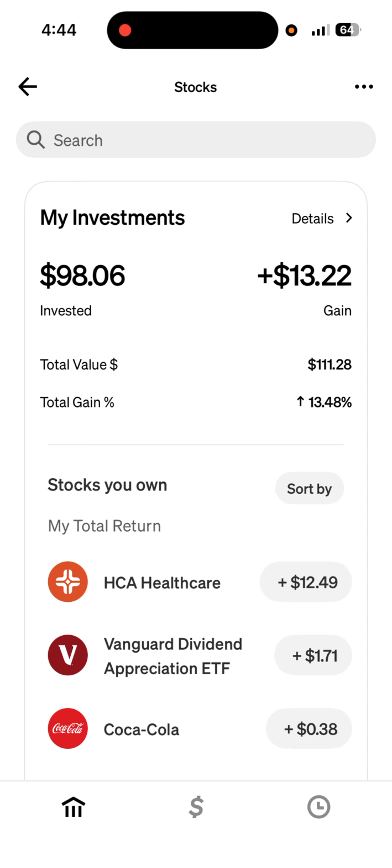Right below that, where you see total value, $111.28, and total gain percentage-wise is 13.48%, which is pretty good because the stock market on average gives out a 10% return. So whenever you're investing your money in the stock market, you want to see a 10% return or greater, because the stock market on average gives you a 10% return. Right now, I'm at 13.48% return, which is good.